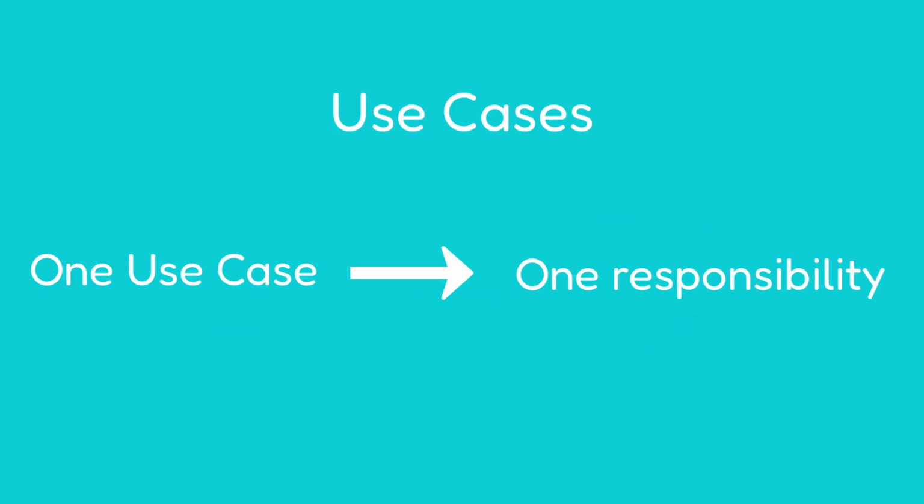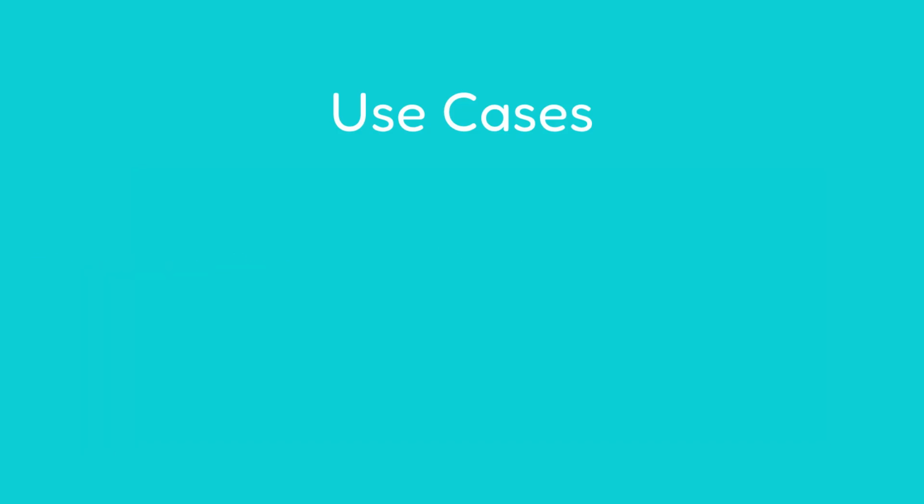This keeps our domain layer clean, testable, and independent. Use cases always live in the domain layer because they're part of the app's business rules. They don't care about how the data is fetched or stored. That's the repository's job. Instead, they just call the repository and return the result.